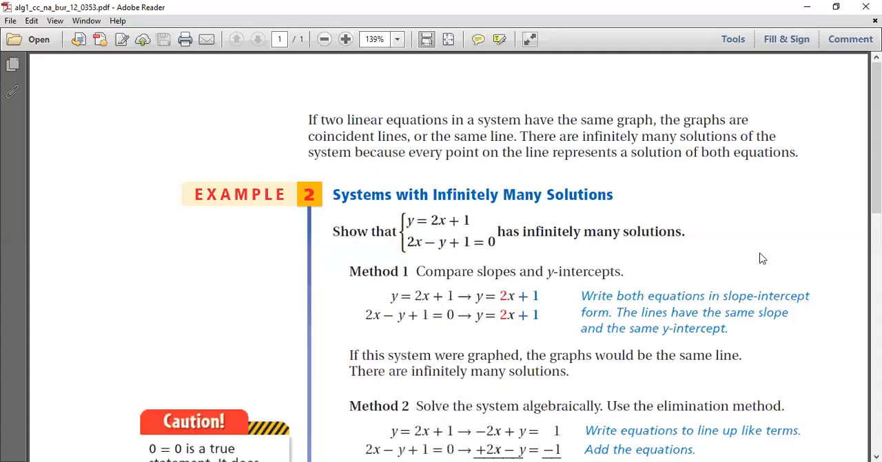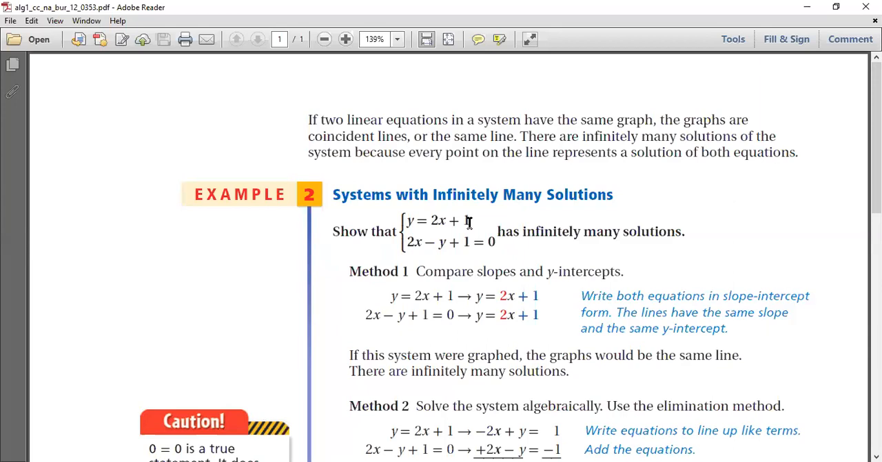Okay, girls. So keeping that in mind, let me explain example 2, where the same video is explaining infinitely many solutions. They have given you two equations here: y is equal to 2x plus 1 and 2x minus y plus 1 equals 0 has infinitely many solutions. So we have to prove it.